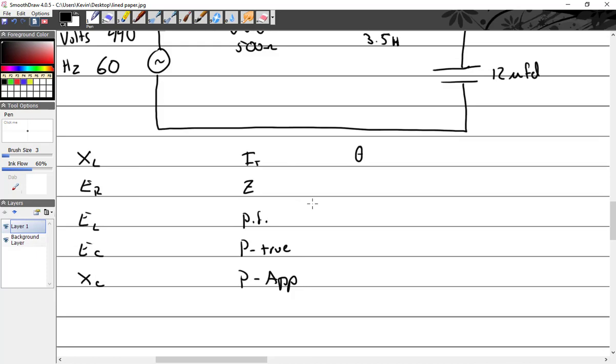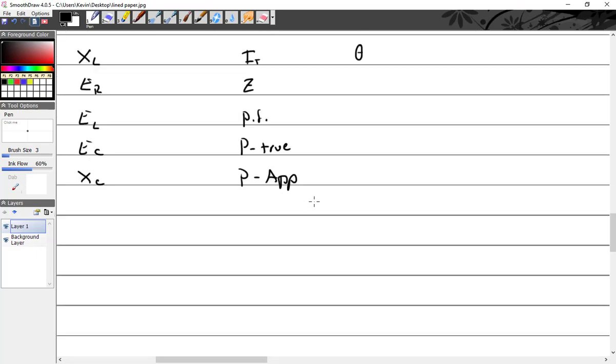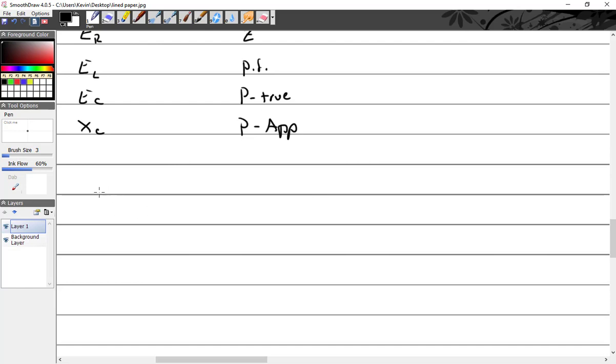Okay, so I'm going to have to scroll this so I can work with you guys. So X of L. What is the formula for X of L? 2 pi frequency times inductance, 2 pi FL. So that's 2 pi. What's my frequency? 60. And what's my henries? 3.5.